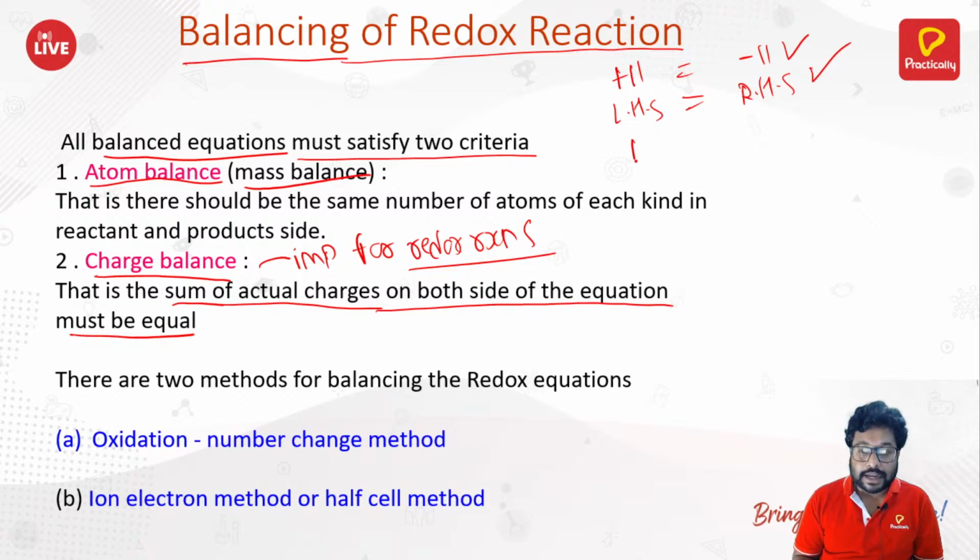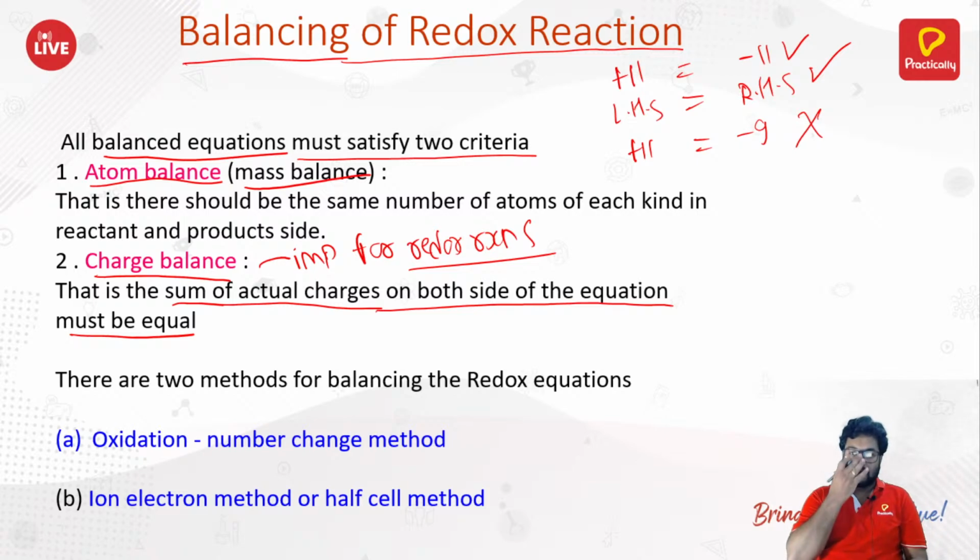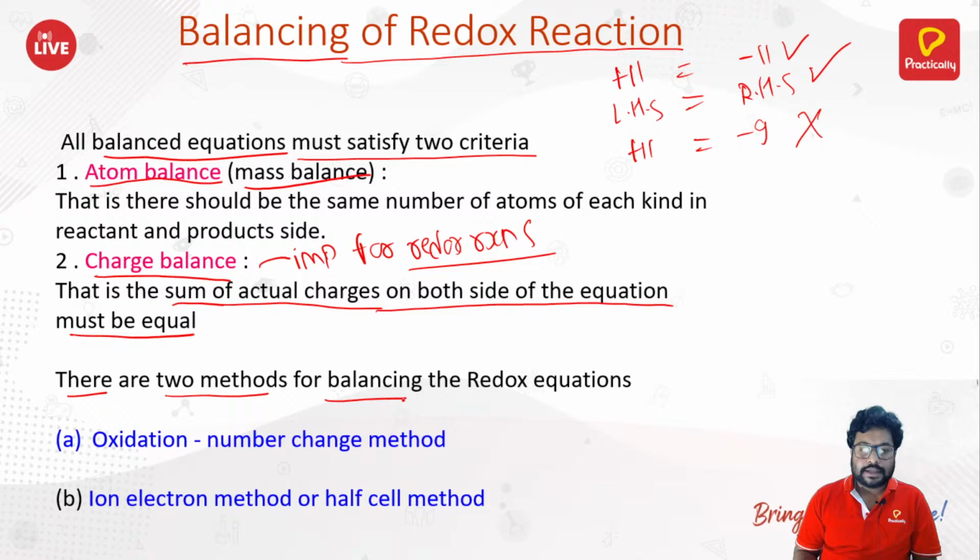If suppose you have plus 11 on the left hand side and plus 9 on the right hand side, then this reaction is not a balanced reaction. Okay, so there are two main criteria for a reaction to be called balanced. One is atom balance and another is charge balance. So there are two methods of balancing the redox reaction. Let's see the two ways. One is the oxidation number method, another is the ion electron method. Now we're going to see both the methods here.